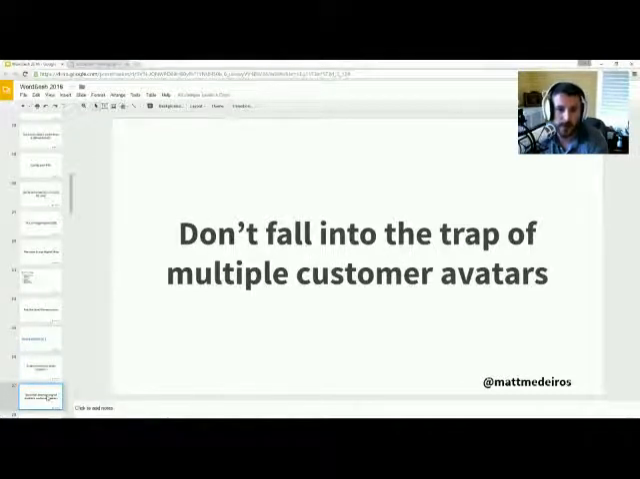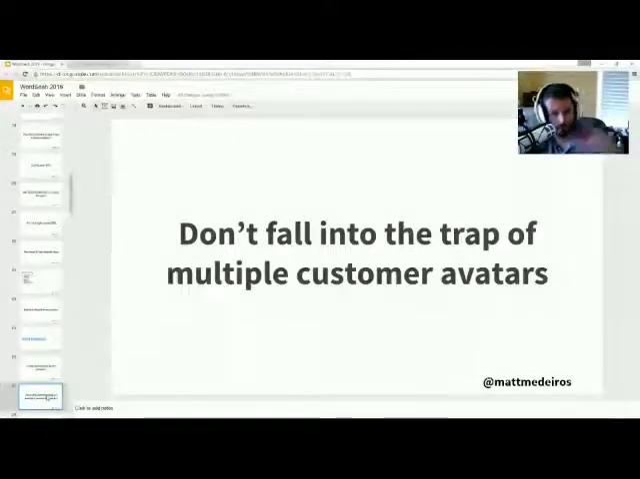Don't fall into the trap of multiple customer avatars. I'm going to show you an example of a customer avatar that I've outlined. But in the beginning, when I launched Conductor, which is a plugin, we highlighted all of these use cases for the plugin, for the product. And it was developers, power users, bloggers, designers, agencies. We had all of this stuff lined out, and we're building marketing material, we're building pitch decks for those different verticals. And it was just way too much.